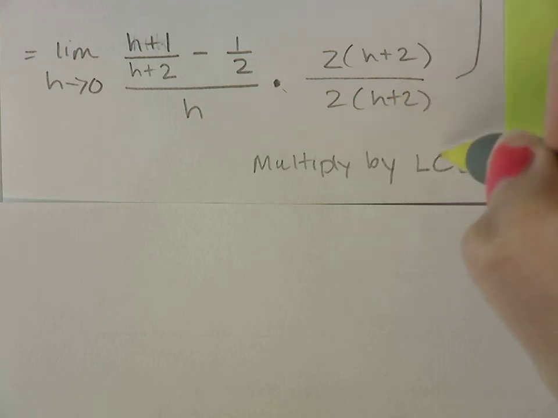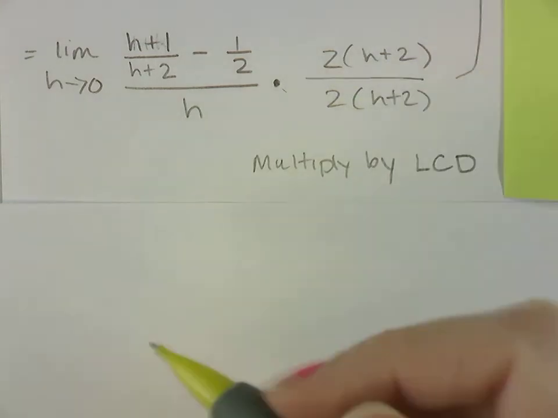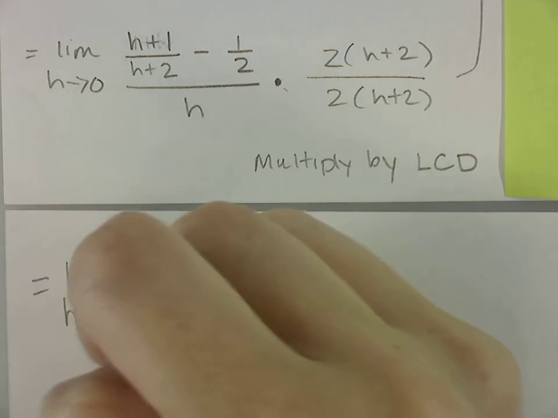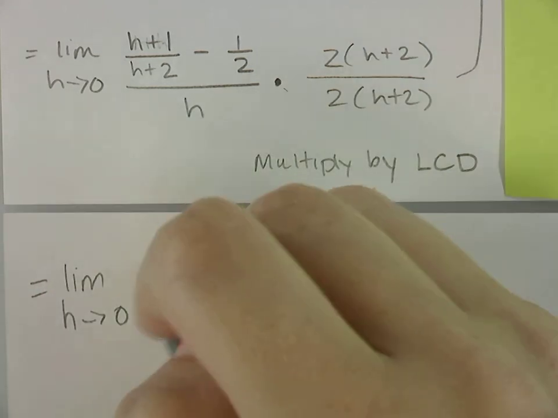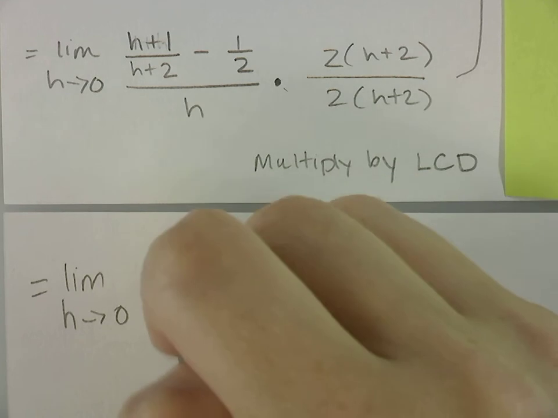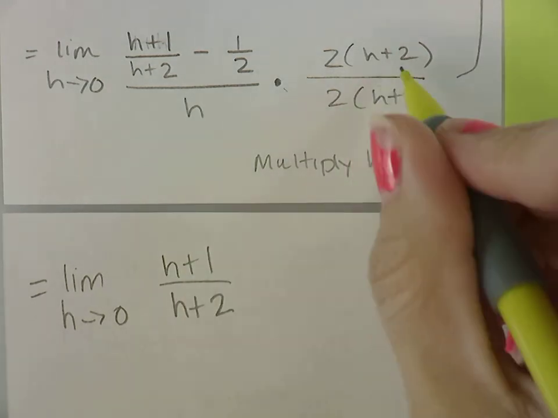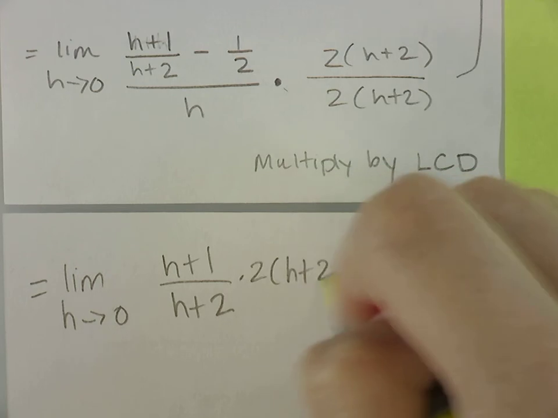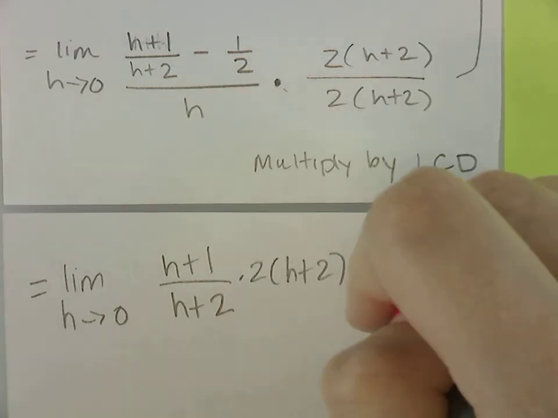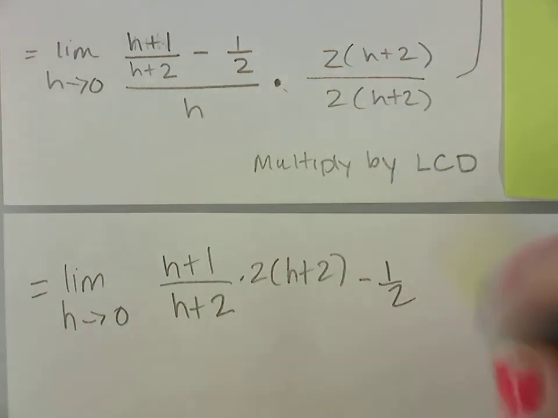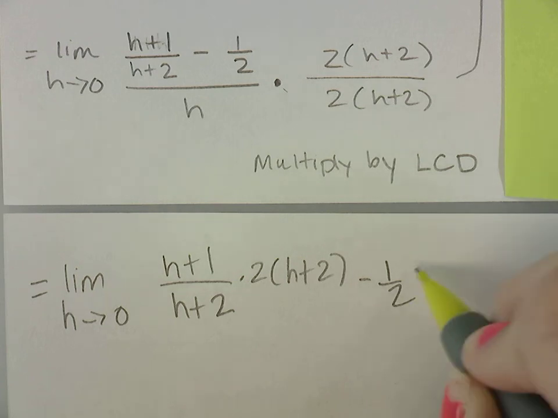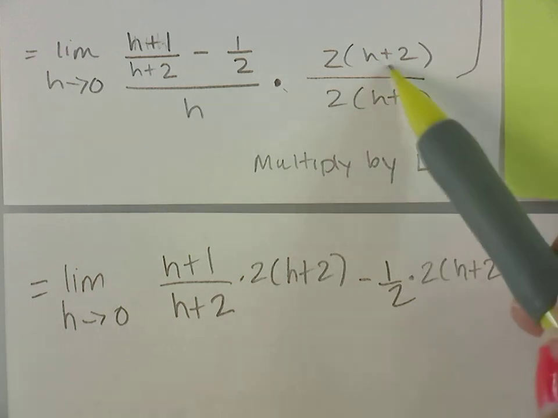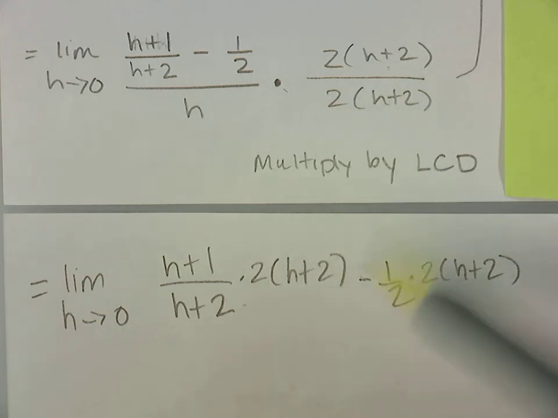So for this, you have the multiplication by the LCD, so I'm going to write out what that's going to look like. So this will be the limit as h goes to 0 of h plus 1 over h plus 2, and remember that's being multiplied by 2 times h plus 2, and then it's minus 1/2, and that is being multiplied by 2 times h plus 2. So that's on the top, okay? So that's being distributed to both values on the top.